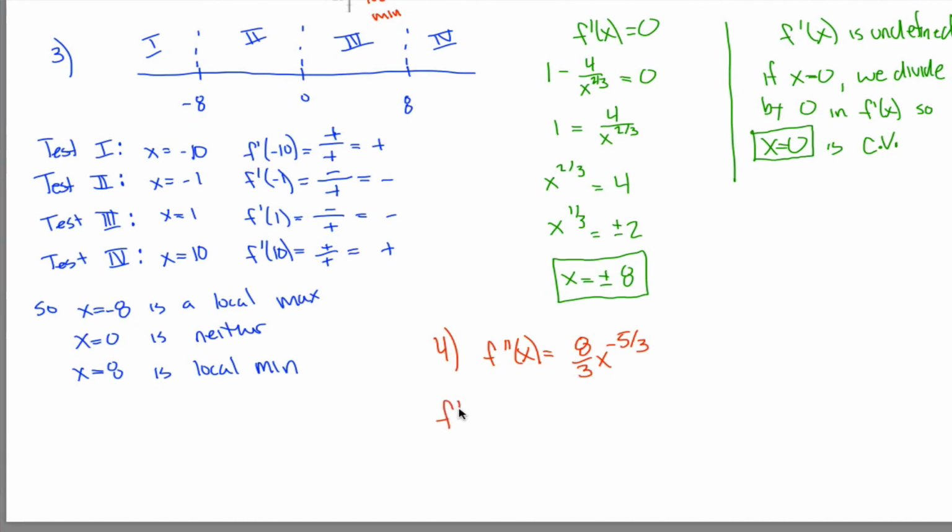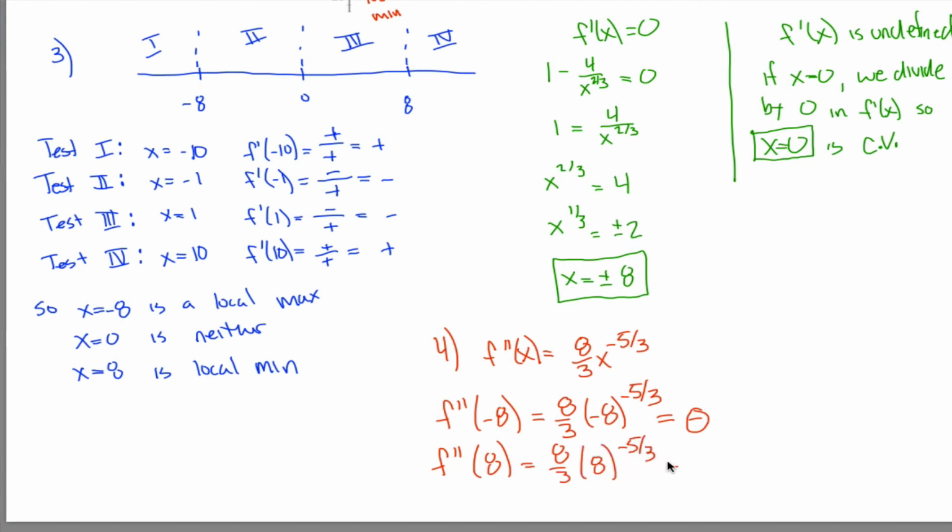So I get f double prime of negative 8 will be equal to 8/3 times negative 8 raised up to the negative 5/3 power. What's that mess equal to? Well, it's a negative number. Wait, but doesn't this negative and this negative cancel out? No, it doesn't. This negative right here just puts this down in the denominator, but it's still negative. So I got a positive number times a negative number. I get a negative number. And f double prime of 8 will be 8/3 times positive 8 to the negative 5/3 power, which is a positive number.